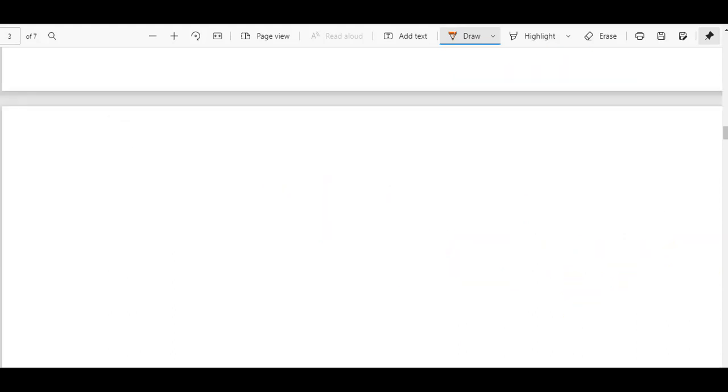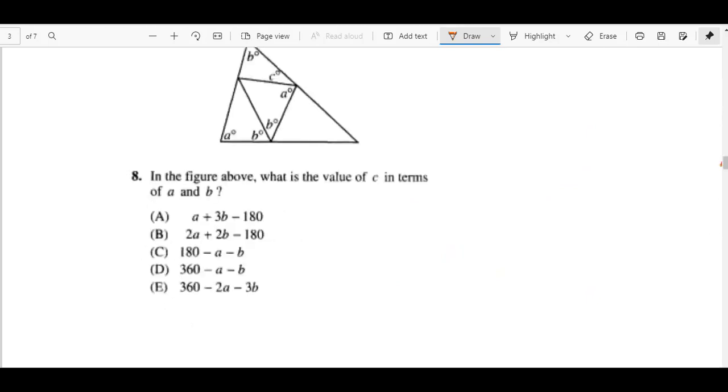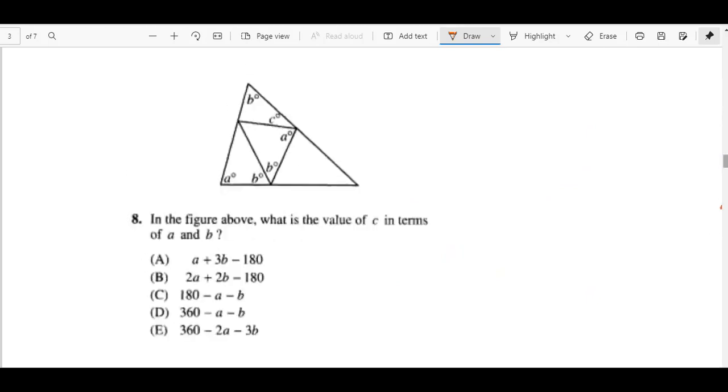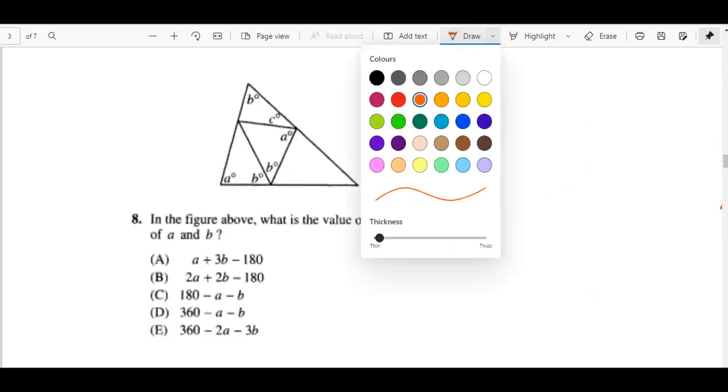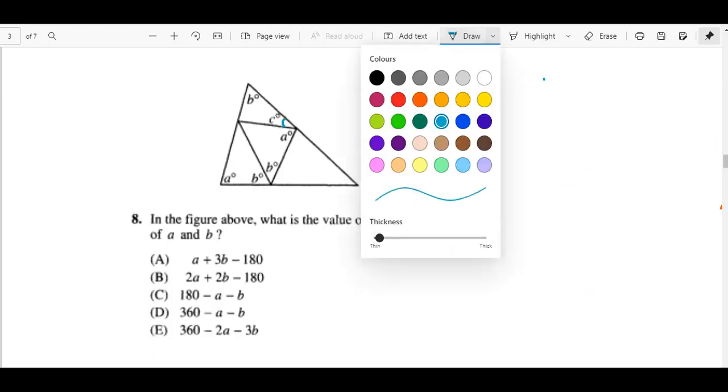Now we have to discuss. All right. So this is the question. In the figure above, what is the value of C in terms of A and B? Okay. So this is C. We need to find C in terms of A and B.